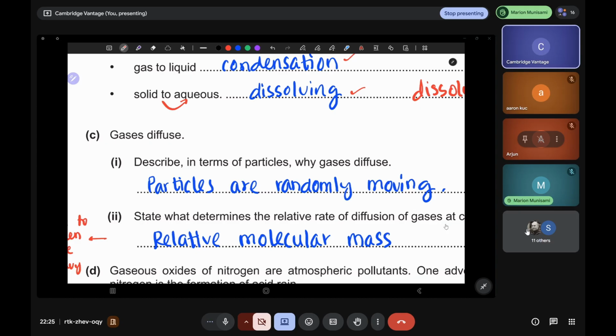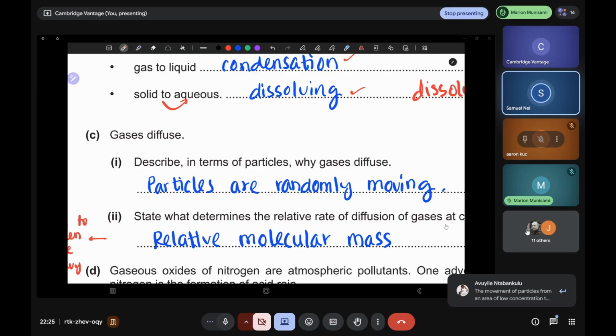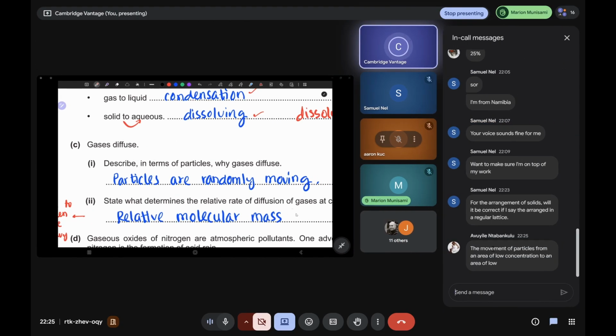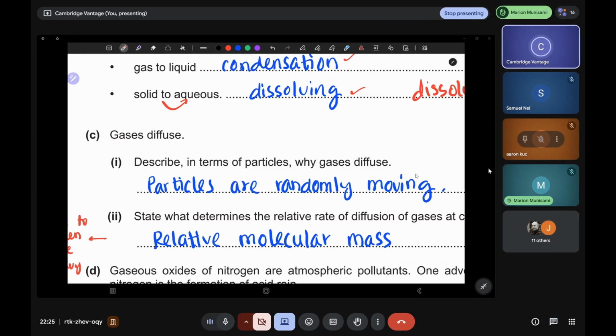You're welcome to just unmute and answer, or you can just write it in the chat box. I think it is particles move from a place of high concentration to low concentration until they're evenly spread out. Exactly. Yes, that is the perfect definition, Samuel. And I can see someone has also written that in the chat box. Yes, you are also correct. So, yes, bonus points for you guys, though the points aren't actually being counted anywhere.